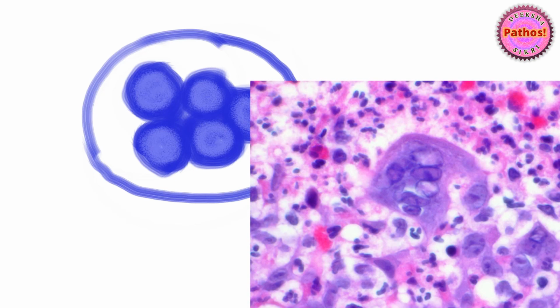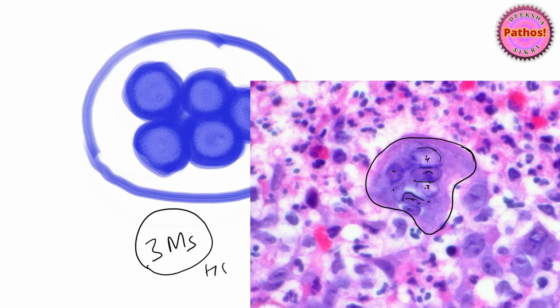Here is a photograph of the same. If you can make out, this is a cell affected. You can see 1, 2, 3, 4, 5, 6, 7 nuclei. You can see that they're sort of fitting together, molding together, and you can also make out that there's an outline, and the central area is a little paler than the outline. So these are your 3 M's of HSV infection, right?